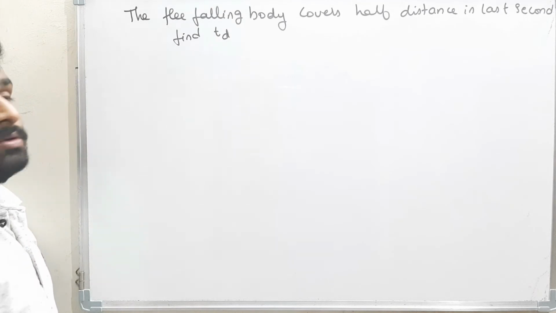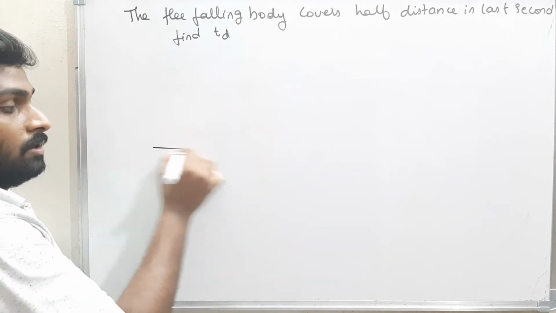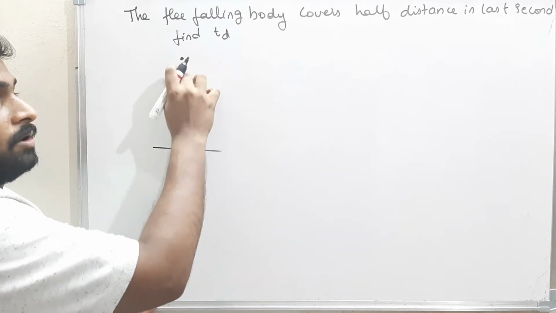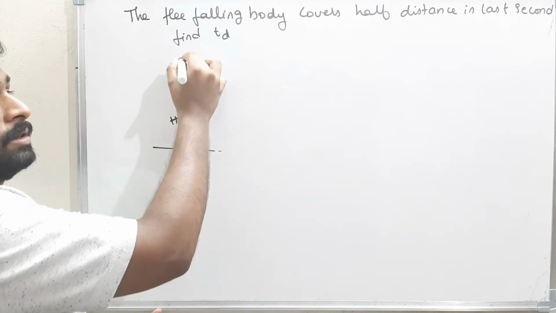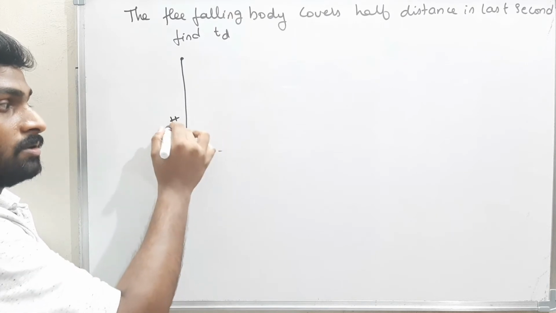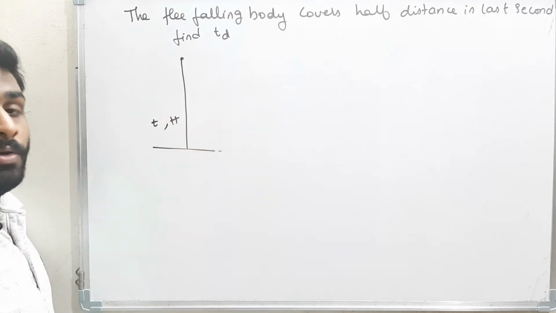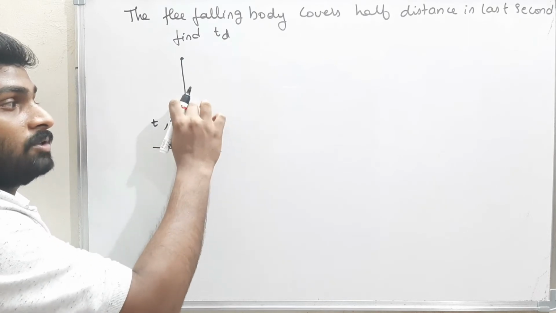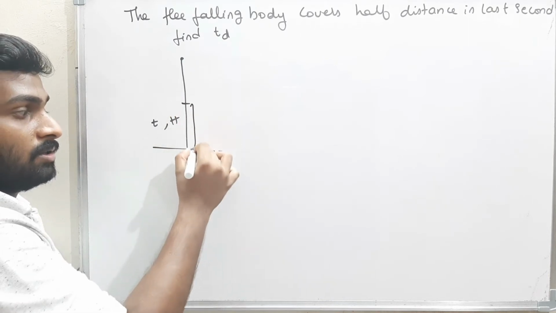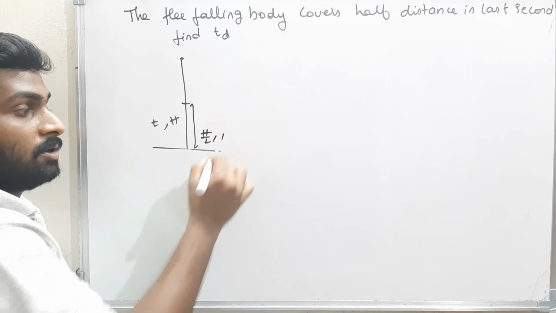Now what can we do? Now see here. They told us that this is the ground and this is the body and it is left from some height h. And now the time taken by the body to reach the ground is t seconds. Now in the last second the body traveled h by 2. That means to travel from h by 2 to the ground, this height is h by 2, the time taken is 1 second.